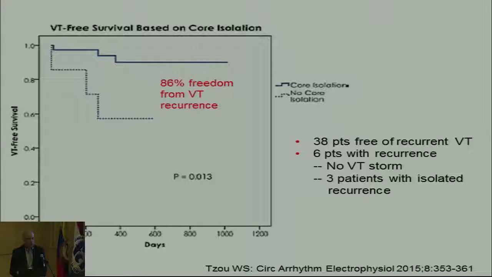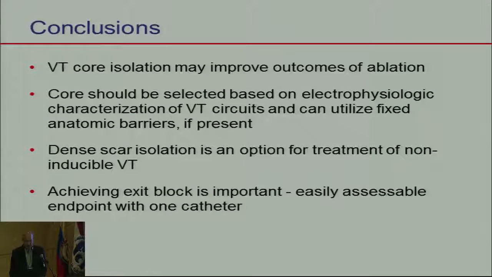38 patients were free of recurrent VT, 6 had recurrence, but even in this group, many benefited. So 3 of the 6 had only an isolated single episode of VT therapy in the follow-up period. So they were technically failures from a Kaplan-Meier perspective, but clinical successes from how well those patients were doing. Importantly also, there was no VT storm in the group that had recurrence.